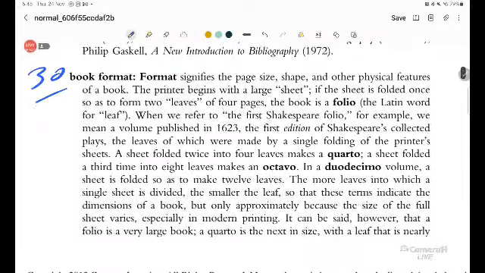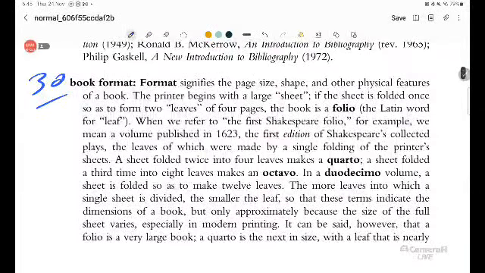We'll leave this. Format signifies page size, shape and physical features of a book.